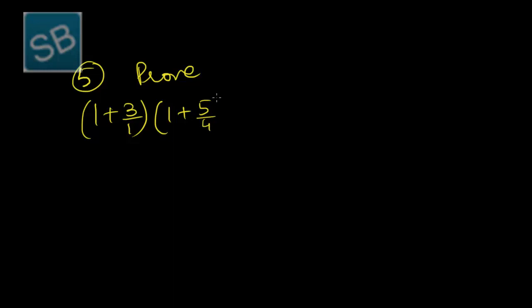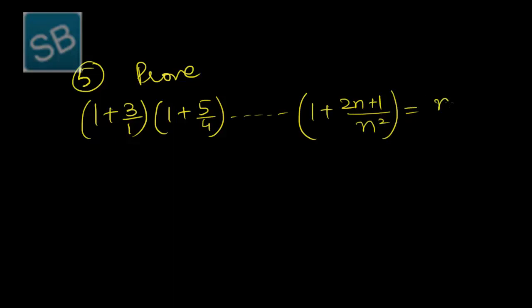Now the fifth problem is: prove that (1 + 3/1)(1 + 5/4) up to the product of (1 + (2n+1)/n²) is equal to (n+1)² for all n belonging to N.